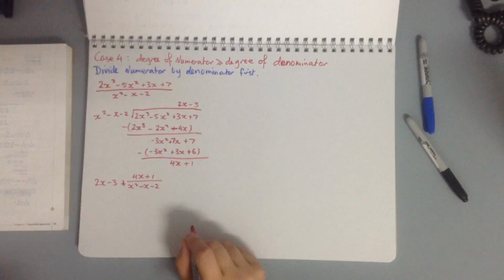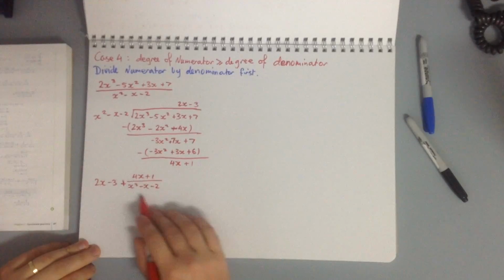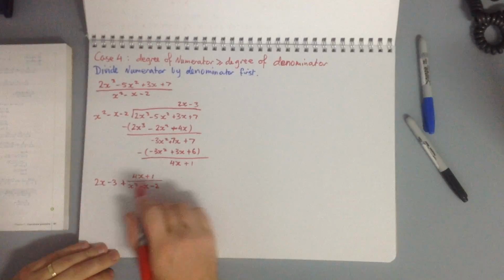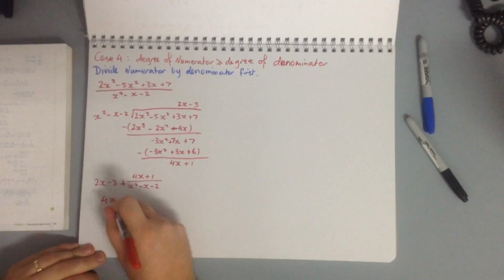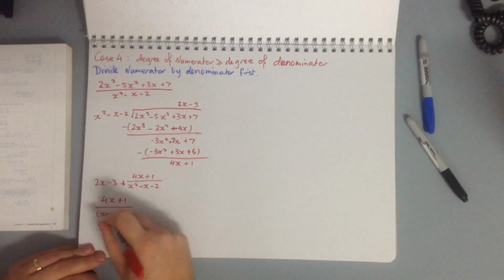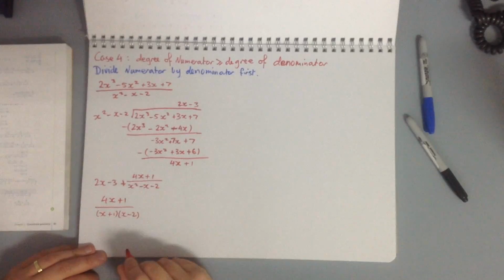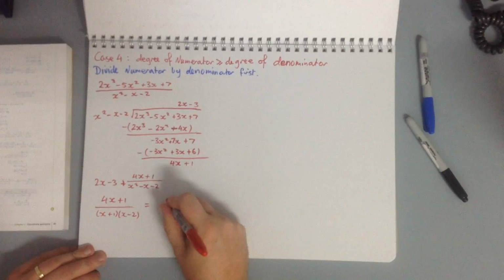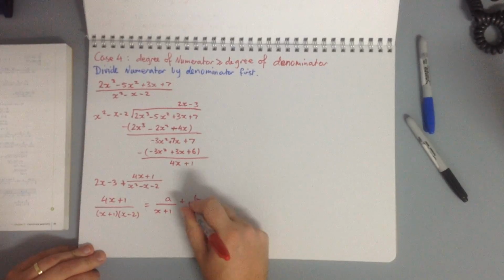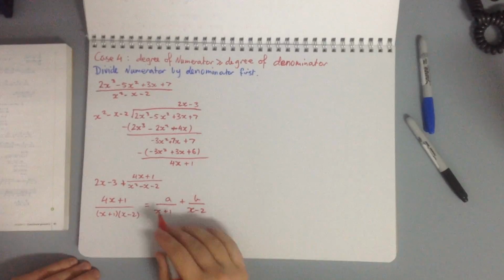So we'll keep going now. What we need to do is factorise this. We're going to ignore this part for a little while and just focus on this. So we're going to factorise the denominator. So we've got 4x plus 1 over x plus 1 x minus 2. And we're going to say that that equals a over x plus 1 plus b over x take 2. Now we're going to cross multiply.